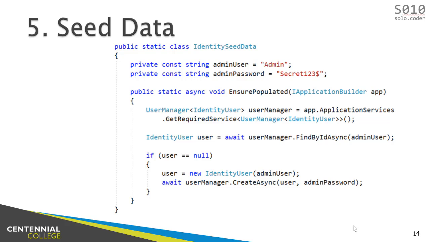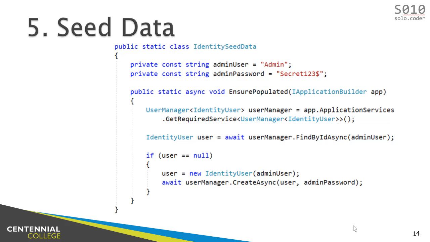It goes straight away. So even though we will be calling this identity seed data dot ensure populated every time the application runs, it will only create the user once. Once it's created, every time this runs, user will not be null. This will not run again. We just create the user once.